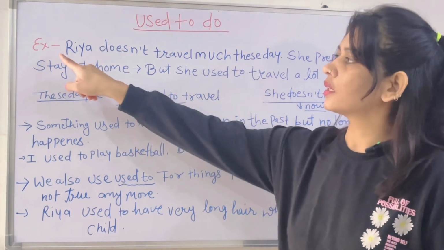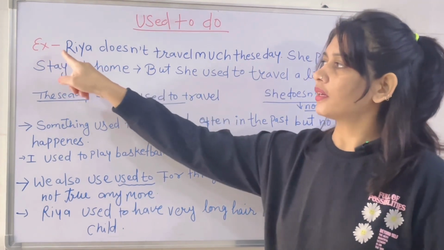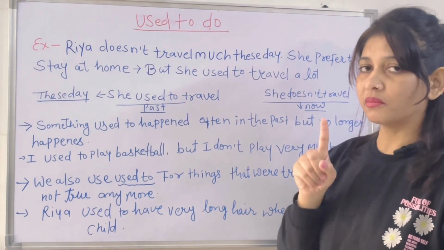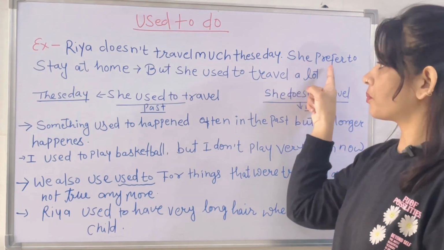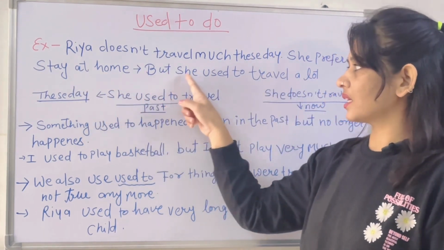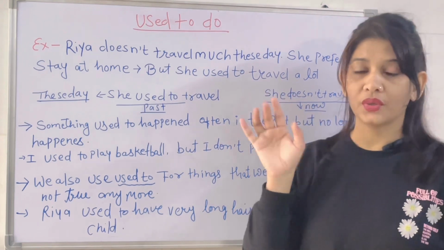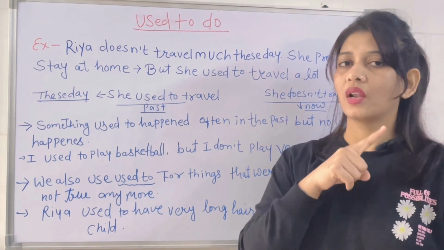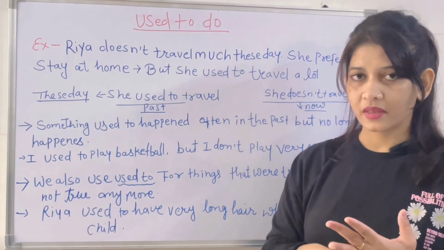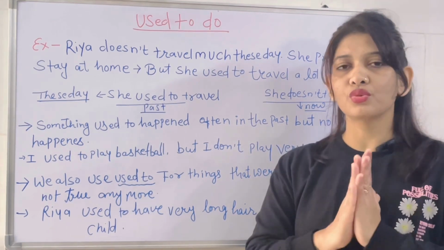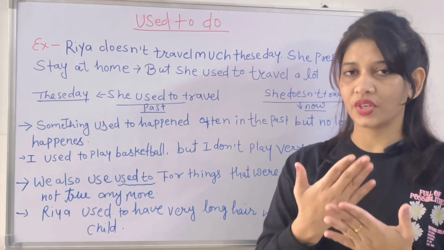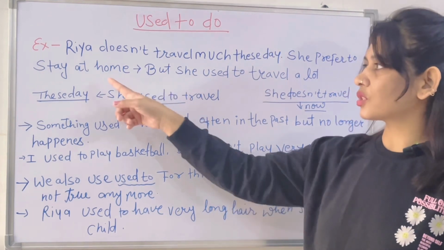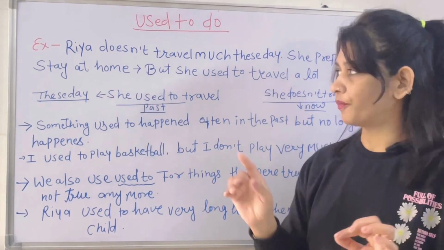So I'm going to start. The example is: Ria doesn't travel much these days. She prefers to stay at home, but she used to travel a lot. Ria is a person, and some time ago she used to travel a lot. In a year, three or four times out of the state, or maybe out of the country, but these days she prefers to stay at home.